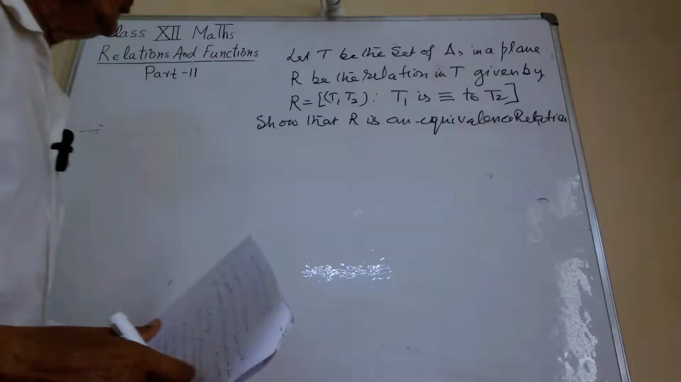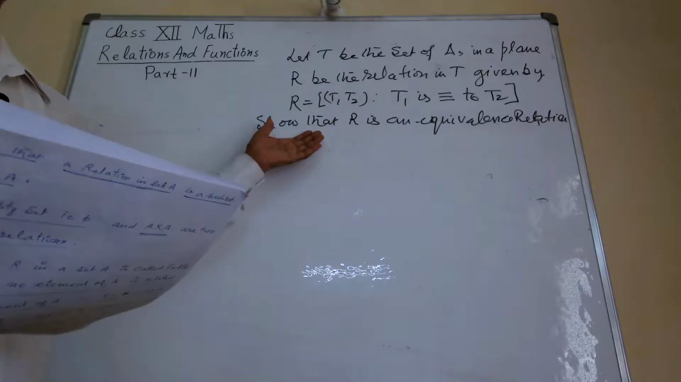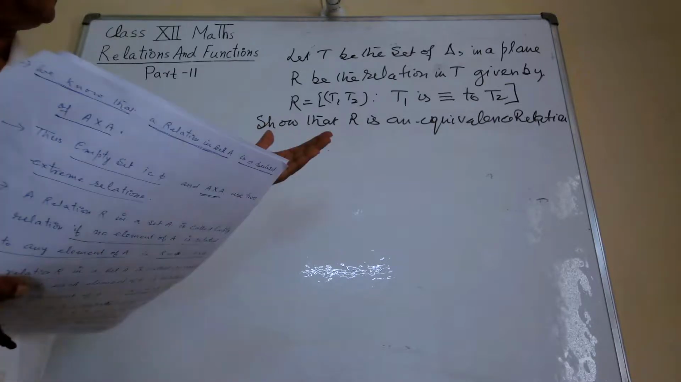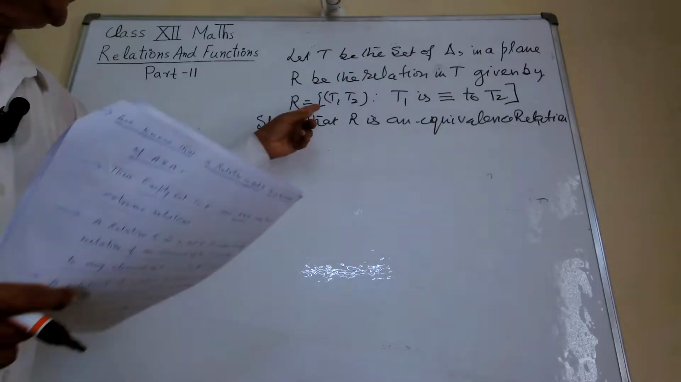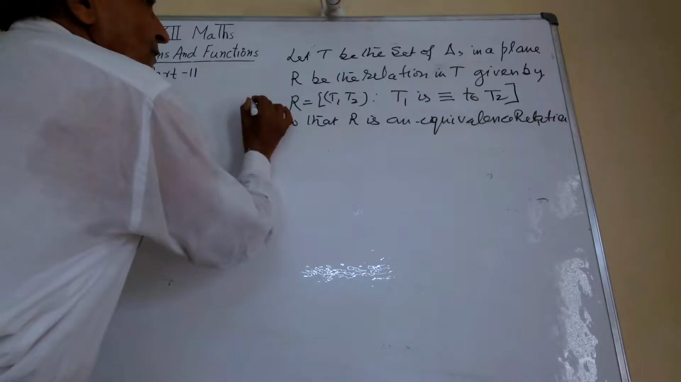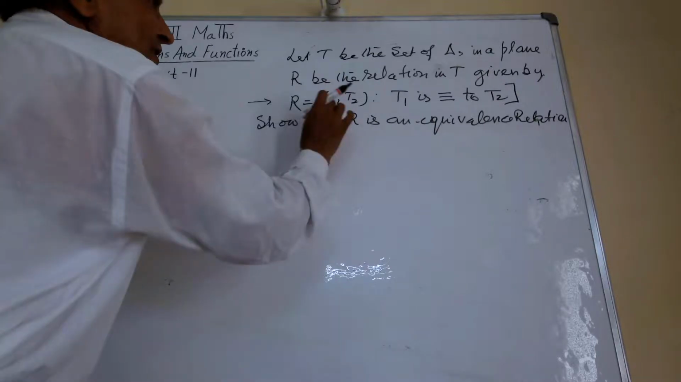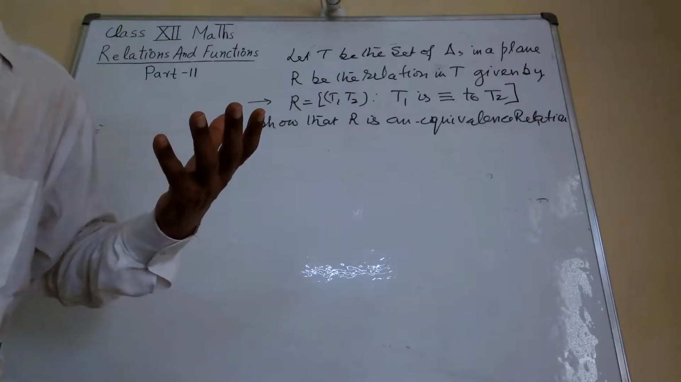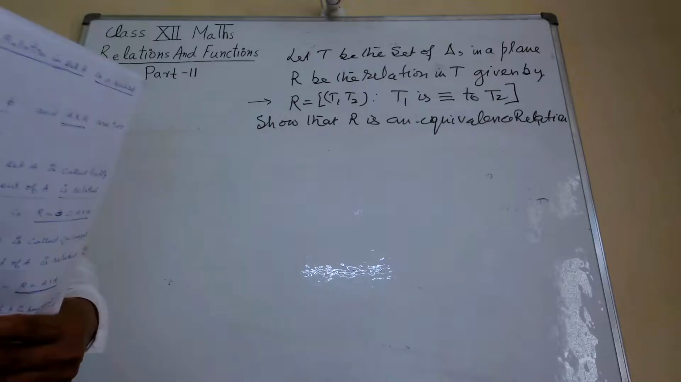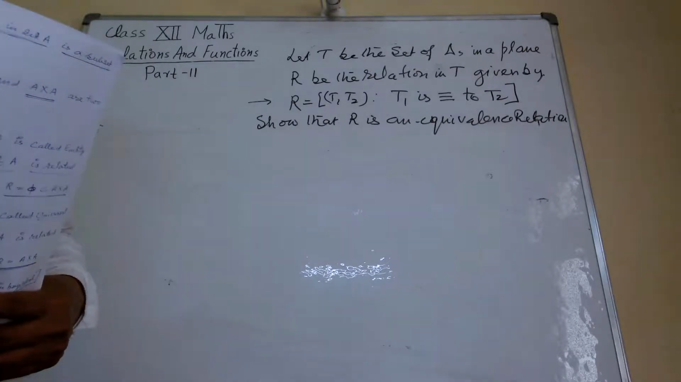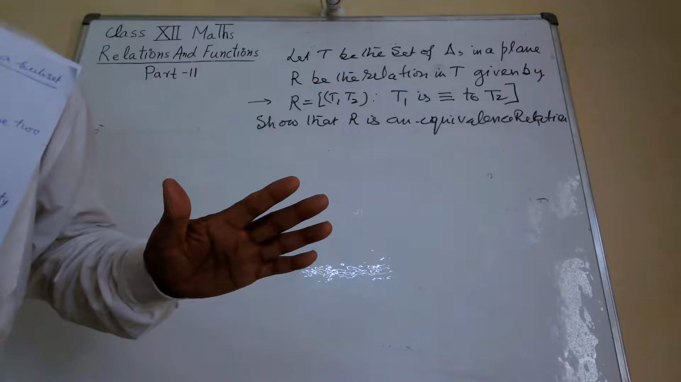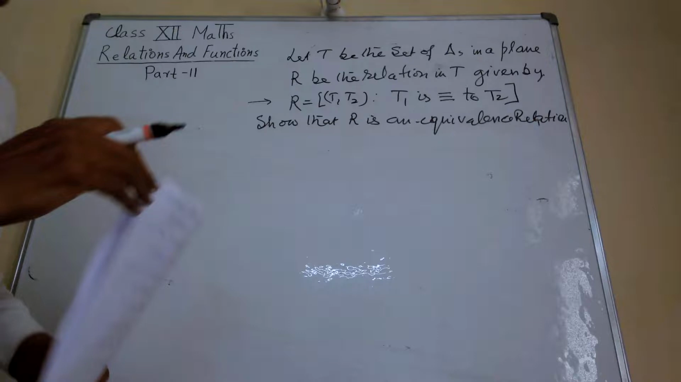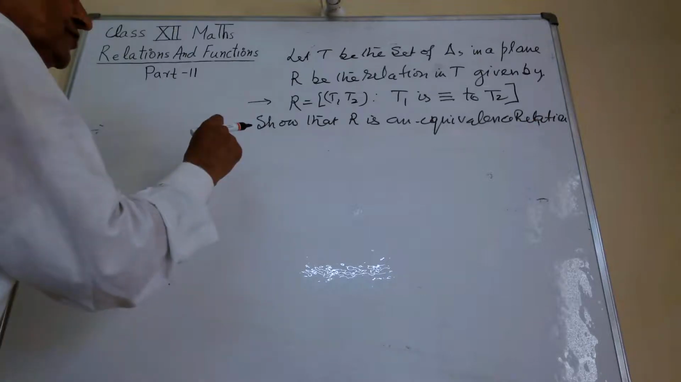My dear students, this is a good example. This is a good question of your NCERT book. Now we have to prove that this relation is an equivalence relation. And for equivalence relation, we have to prove three conditions: reflexive, symmetric, and transitive. Now listen to me. First, reflexive.